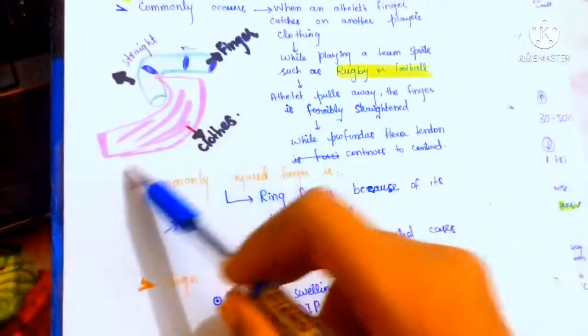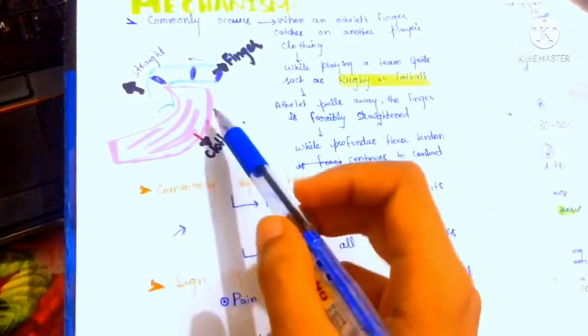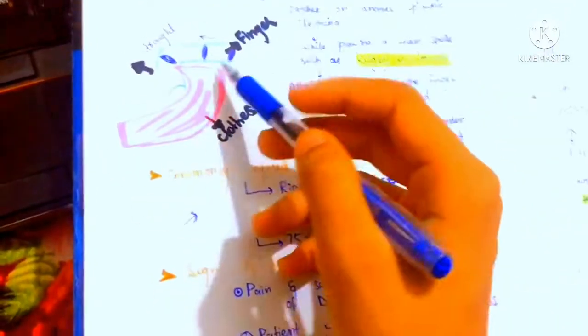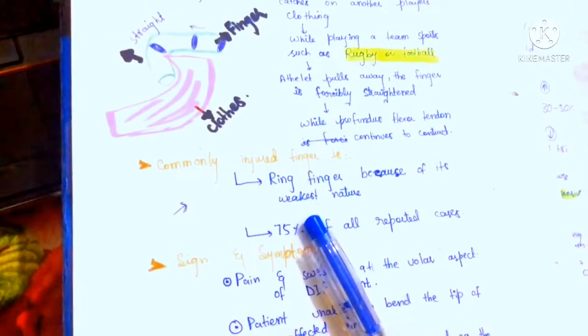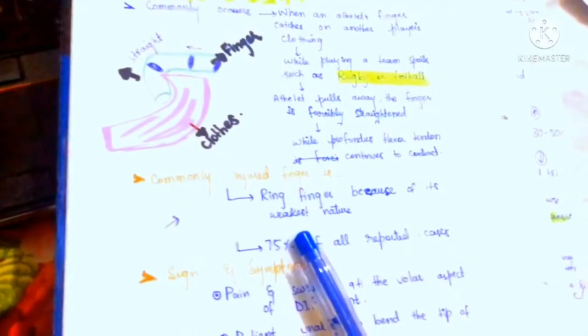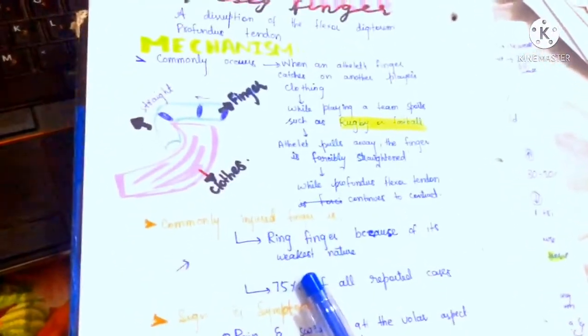That causes forcible straightening of the finger. In other ways, the clothing has been stretched, and if the person releases the clothes from your finger, that also causes the straightening of your finger. That is basically the main mechanism of the disruption of the flexor digitorum profundus tendon.